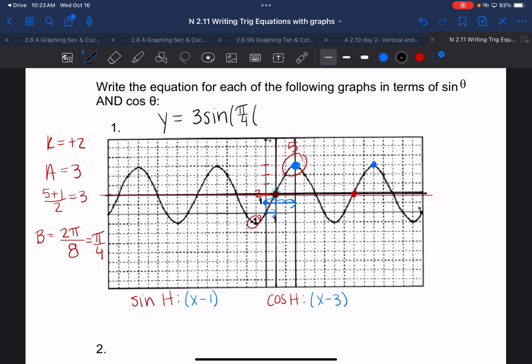But then I need another parenthesis to put my left and right shift in, right? And for sine, what did we say we were going to put in there? X minus 1. All right, and then on the end, that's where I would put K. And what did we say we were going to put for K? Plus 2. Perfect.